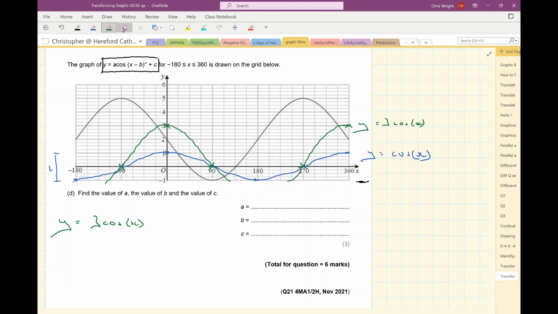Let's get rid of the blue. Now I need to continue my transformations. So I'm going to think, what do I need to do to that green to make it more like the black? Well, it's the same shape now. It just needs translating. It's going to need translating 2 units up, isn't it? I'll change to a blue pen. It's going to need translating 2 units up.